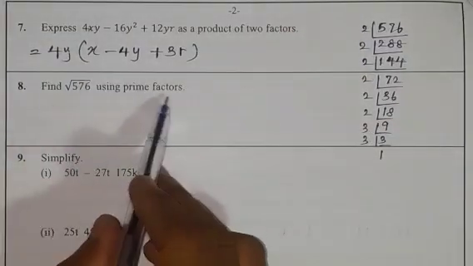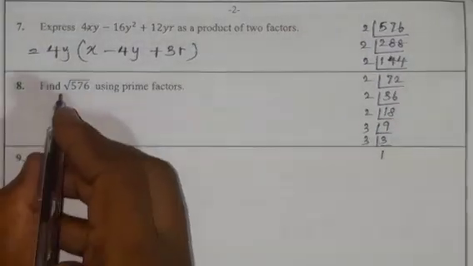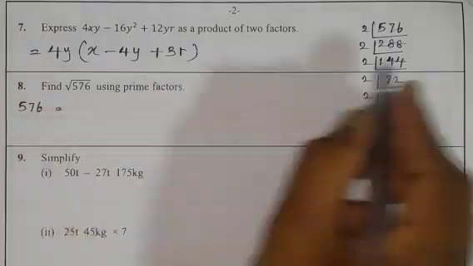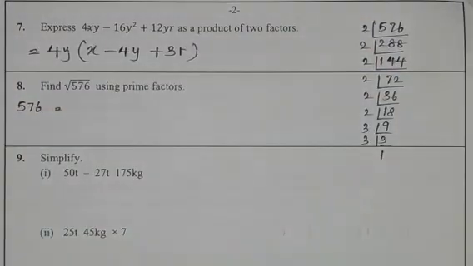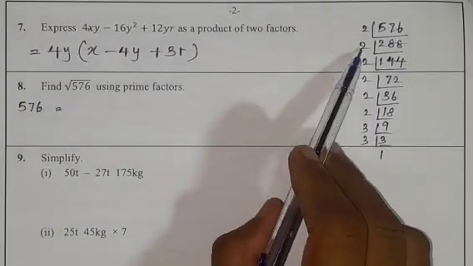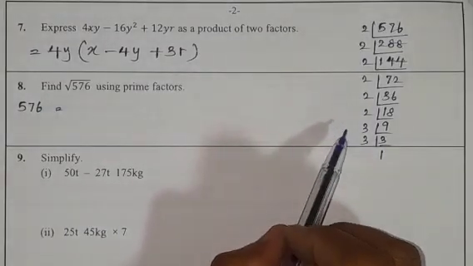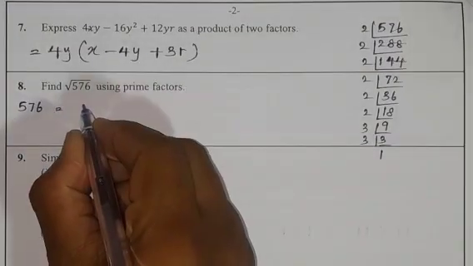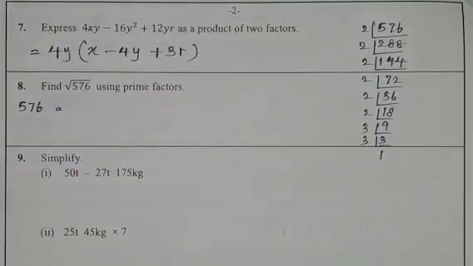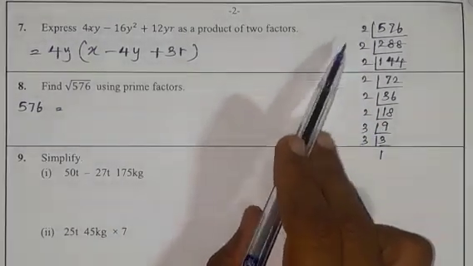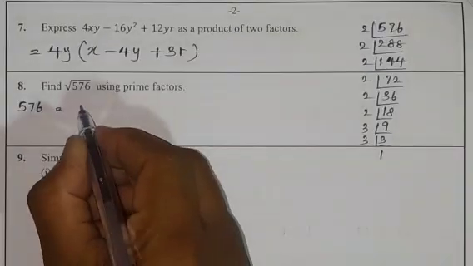Now these numbers are the multiples. You can write 576 equal to the multiplication of these numbers. How many 2's are there? 1, 2, 3, 4, 5, 6. 6 2's. So you can take them into 2 groups, 3 2's together.